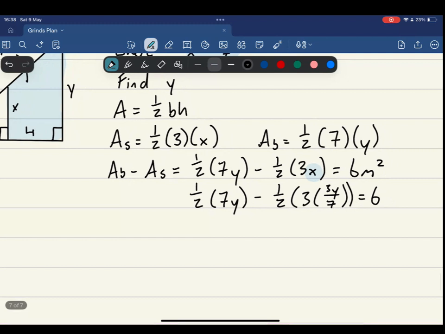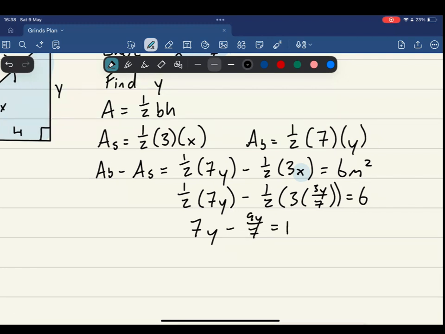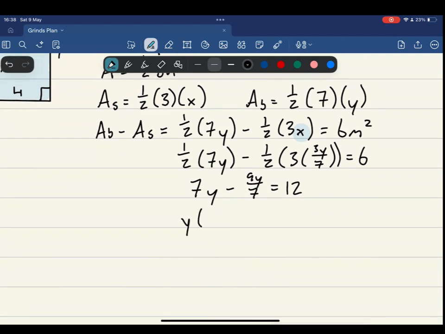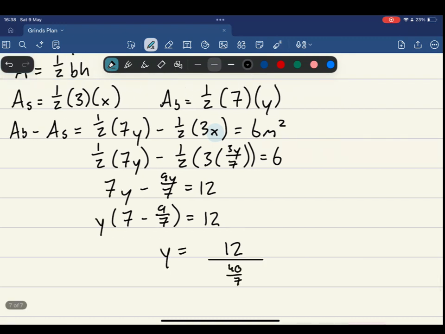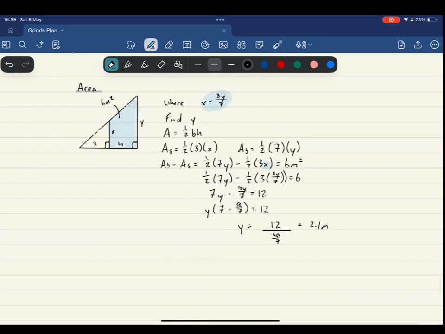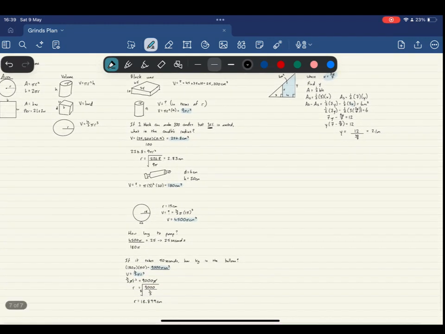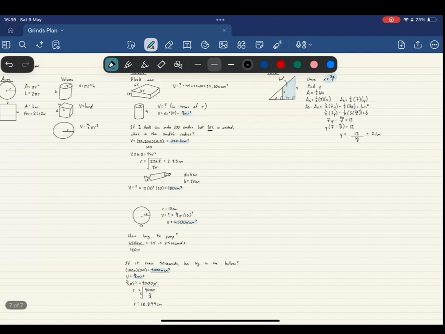To make this simpler, I'm going to multiply both sides by 2 to get rid of the halves. So we're left with 7y minus 9y over 7 equals 12. Taking the y's out, we're left with y times (7 minus 9 over 7) equals 12. y will equal 42 over containing, 2.1 meters, because the area is in meters. So that's an overview of area and volume. It's more just knowing what formulas to use and then subbing in, either you're using r or you're finding r. And these are sort of simple to do well in.